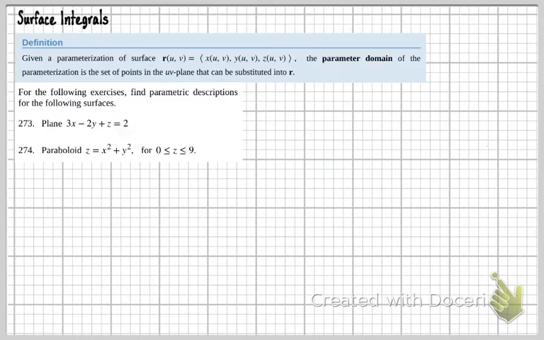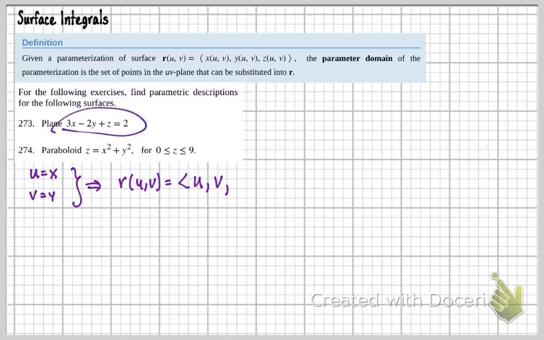So right away I can look at this and say, hey, I can let my u equal x and my v equal y. So then if I take those two components, for my r(u,v), for my first component, this is my x component here in general, that will be u. And then for my y component next, that's going to be v. Now what changes here is my z.